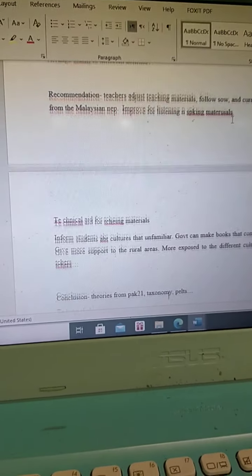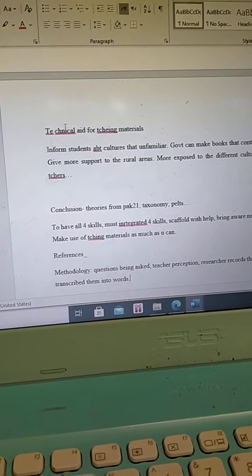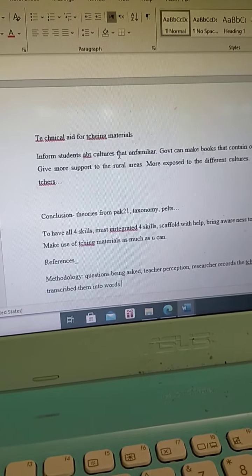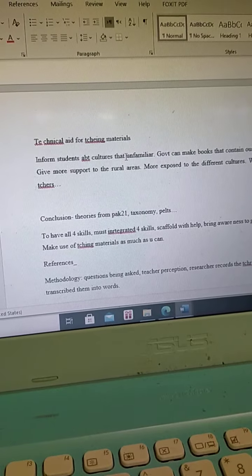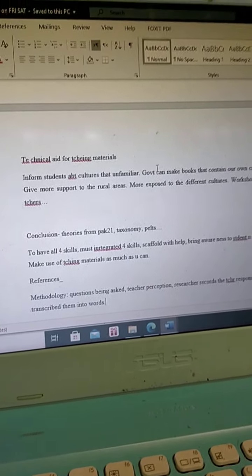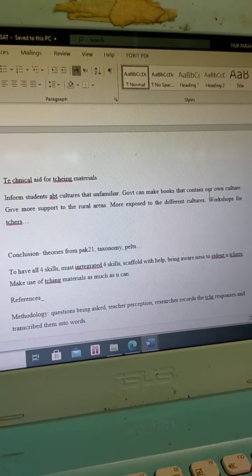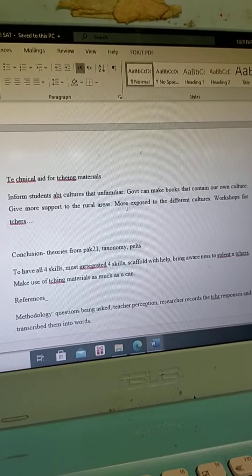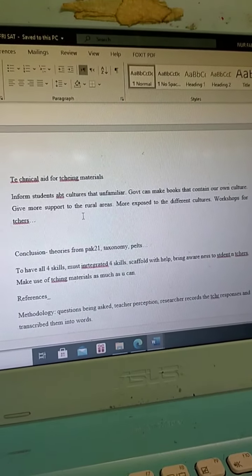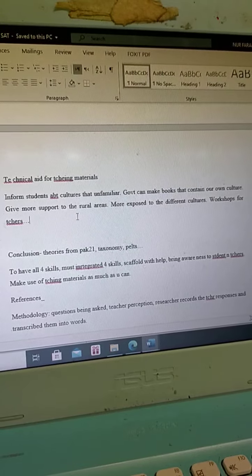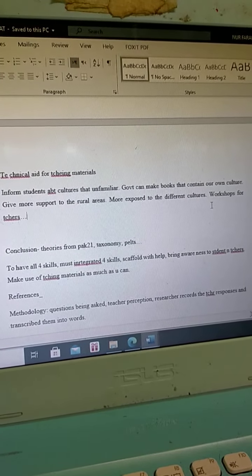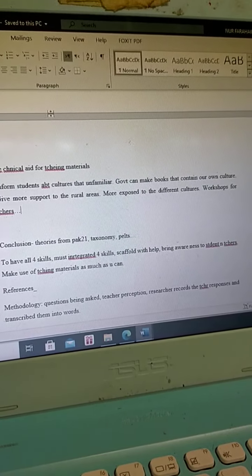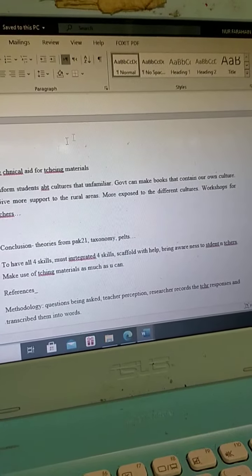Okay. Also teachers, kalau teachers want to adjust students about unfamiliar context, they should inform students, they should tell students about the cultures that are unfamiliar. And also we can try to make books that contain our own culture. So maybe government kita boleh buat, we can recommend them construct our own book that has our own culture, so we can be more exposed to the cultures in Malaysia. Okay, so this is the part for recommendation, okay, regarding the issue.